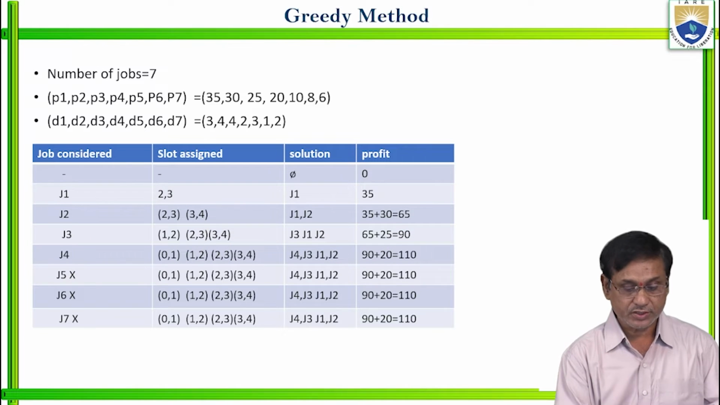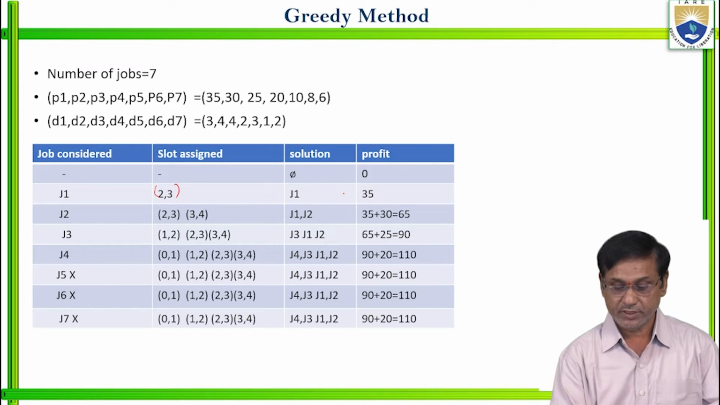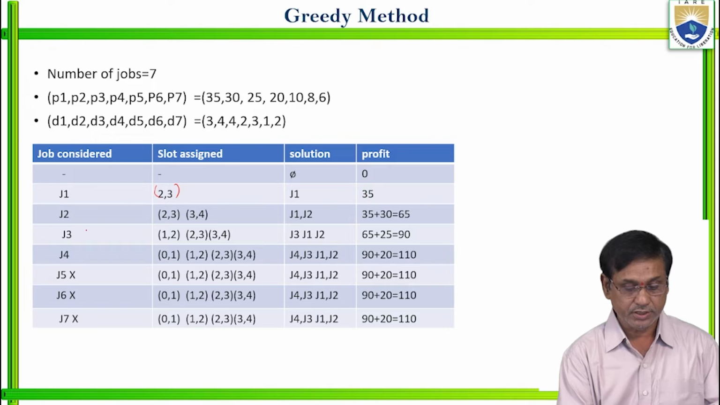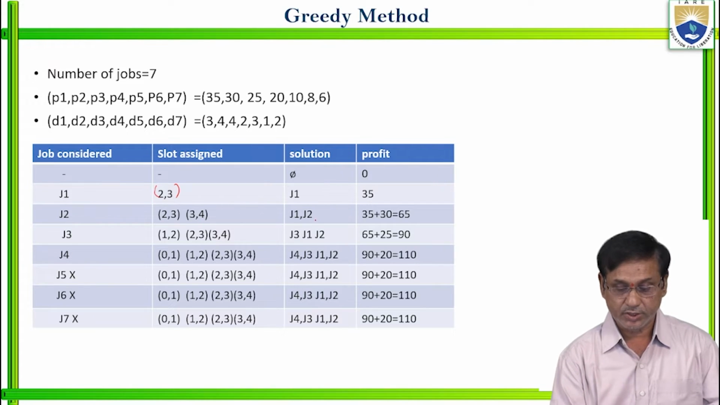Now you see, the third slot is assigned here for the first job, that is solution is J1, profit is 35. Next, the second job is considered. For the second job, the fourth slot is given, and the solution J1, J2, profit is 35 plus 30 is 65. And J3 can be given the second slot, 1 to 2, and the remaining jobs will be as they are. The solution is J3, J1, J2, and profit is 65 plus 25 is 90.